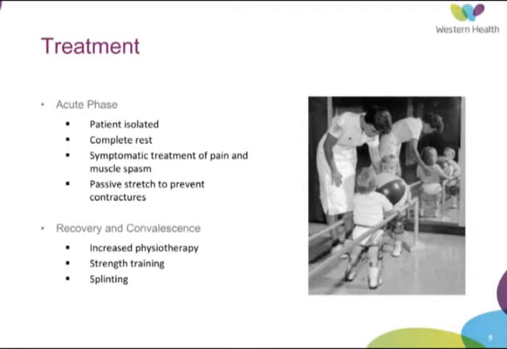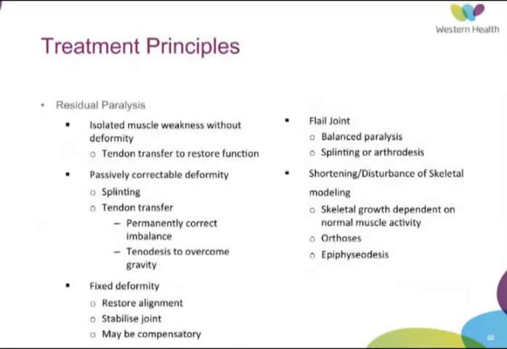This is probably something we're dealing with more these days, the residual paralysis and the effects that it has. So there's largely five types of deformities that can occur. So isolated muscle weakness without deformity. This is generally treated with tendon transfers in order to restore function. So an example of this is weakness or paralysis of the opponens pollicis and using the FDS tendon to restore opposition in the thumb. The other is passive correctable deformity.